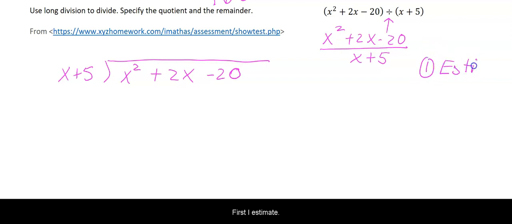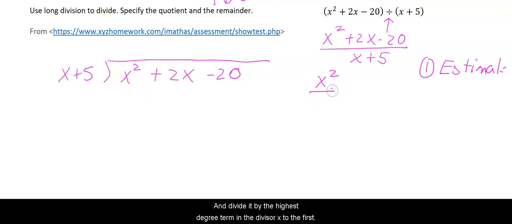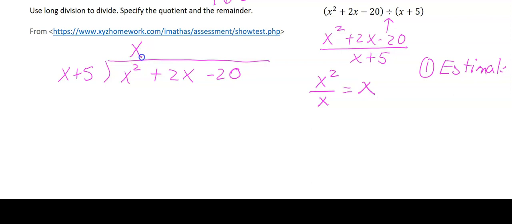Now I start with the same steps I used before in the numbers only problem. First, I estimate. For my estimate with polynomials, I'm not really guessing. An estimate with polynomials is precise. Take the highest degree term in the dividend, x squared, and divide it by the highest degree term in the divisor, x to the first. That gives me exactly x. That is your estimate. In other words, what would you need to multiply x by to get x squared? I would need another x.